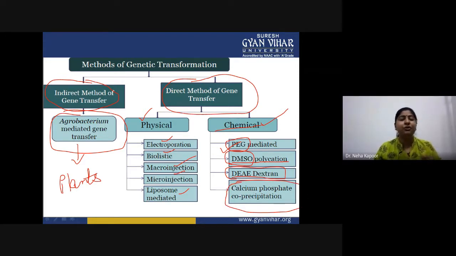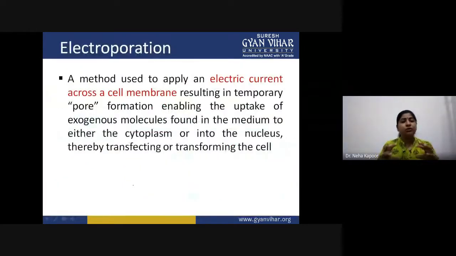That means we can use certain salts so as to precipitate the DNA onto the surface of the bacterial cell so that it can take it up. These are the chemical methods, however, these are the physical methods, and our main interest is in the physical methods. That is our main topic of today: electroporation, microinjection, and ultrasonication. So, starting with the first technique, that is electroporation.